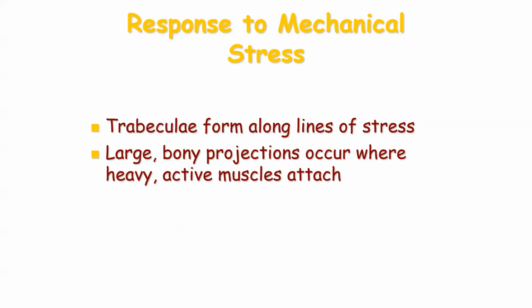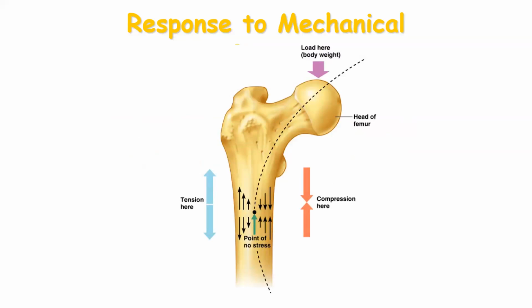Now, as it says here, as you're putting mechanical stress on the bone, then the trabeculae, remember the trabeculae are found mainly in the spongy bone, and they help to make up the cavities in the spongy bone. It says they form along lines of stress, and large bony projections occur where heavy active muscle is attached. As we mentioned before, when you attach the muscle to a bone, you're going to need a projection to make it easier for that muscle to attach. So the bigger the muscle is, the bigger the projection will be, and therefore, even after death, you can estimate how strong that person was, right?